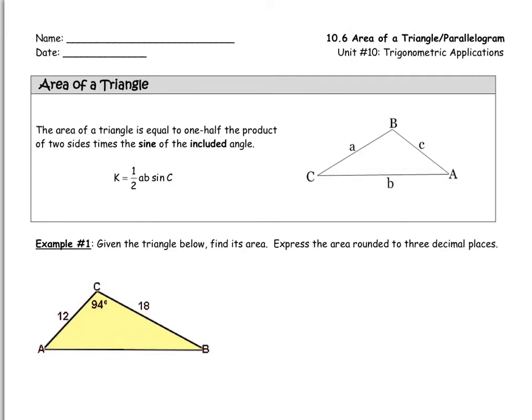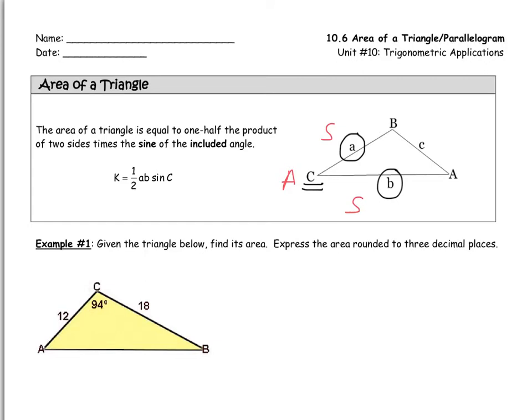What do I mean by included angle? So here, if I look in the diagram to the right, I could say a is here, b is here, and sine of C. Well, where's angle C? Angle C is here. So this situation is I have a side, an angle, and a side. So if you have side, angle, side, you can use the area of a triangle formula.